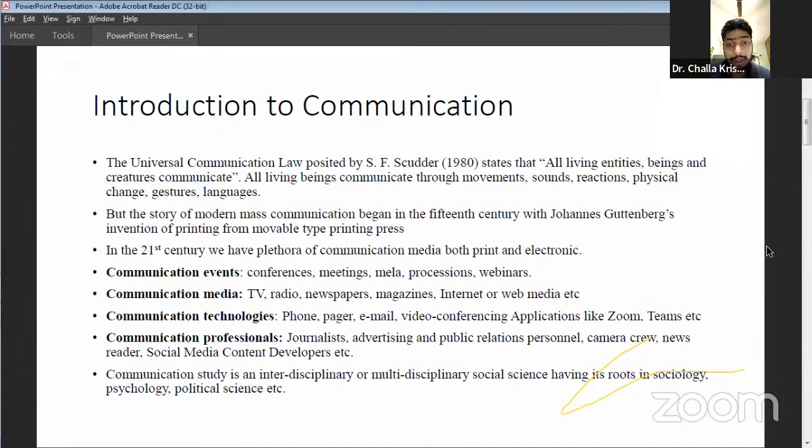And communication professionals. Who are the communication professionals? The people who are sending the message, the people who are creating the message: journalists, advertising and public relations personnel, camera crew, news readers, social media content developers, etc. Communication study is basically an interdisciplinary and multidisciplinary social science. It encompasses management, sociology, psychology, and political science, because as a journalist, you should be aware of current affairs. You have to be aware of the current scenarios, what is happening, political developments. You should be aware of the economics. You should be aware of the finance.